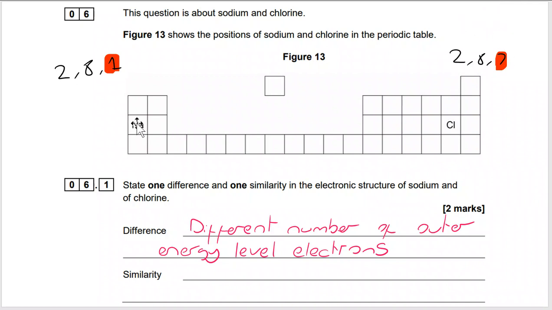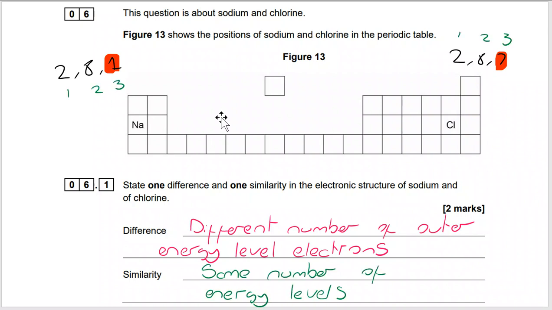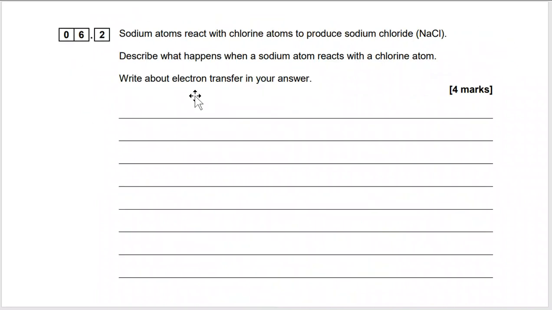But similarities, the fact that they're on the same line, they are in the same period, does help us to see a similarity. They have got the same number of energy levels. Remember, the question has to be about the electronic structure, and they've both got 1, 2, 3 energy levels. On to 6.2, sodium atoms react with chlorine atoms to produce sodium chloride, NaCl.